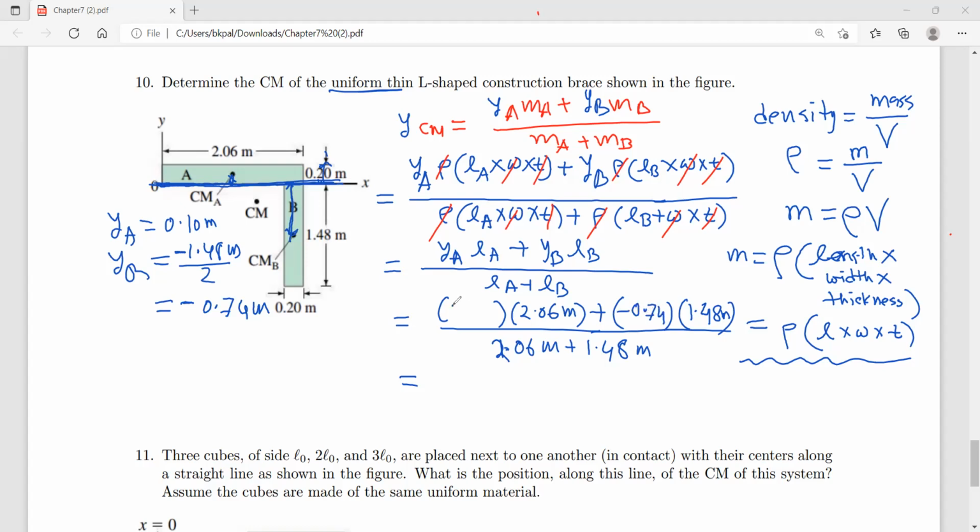And this is 0.10 meter. Once you plug these values in your calculator, it should give you this. If I'm not incorrect, YCM would be negative 0.25 meter. So that's it for this chapter. In the next class we are going to start a new chapter, rotational motion.